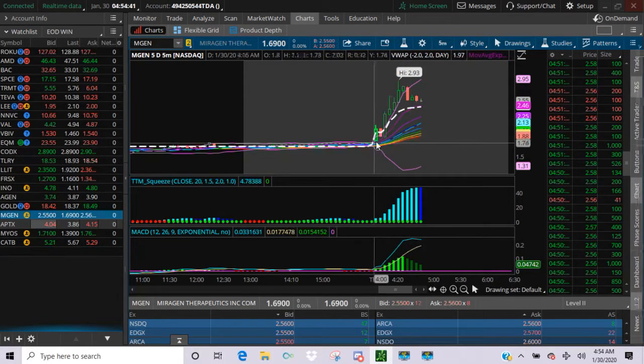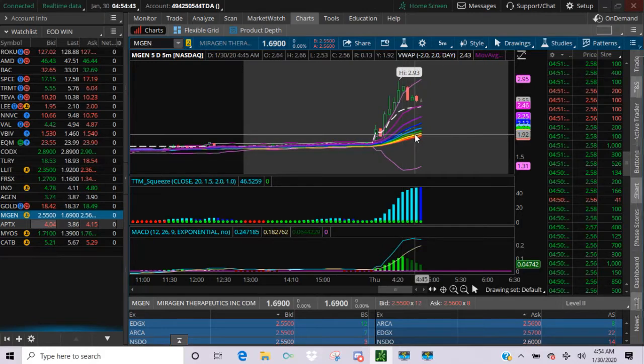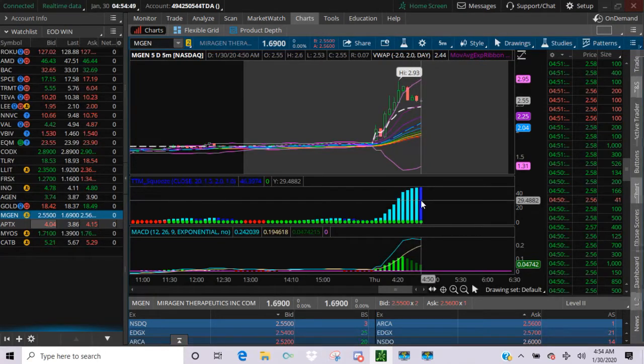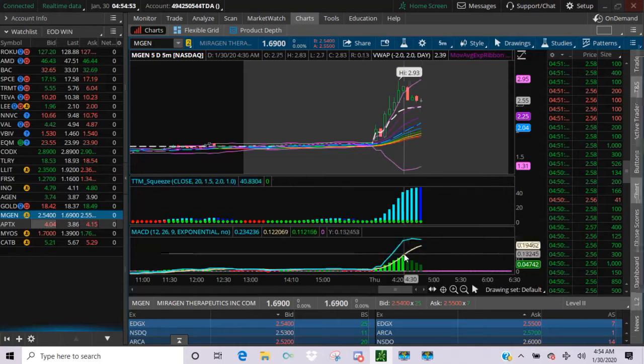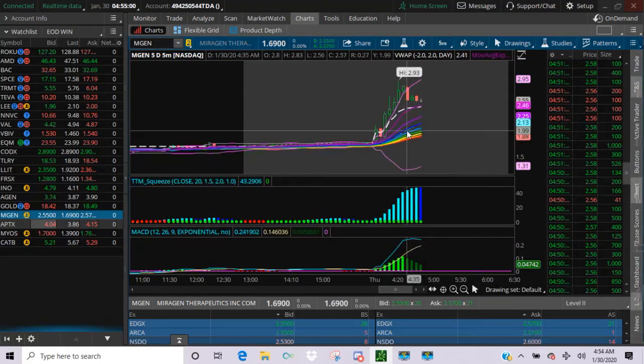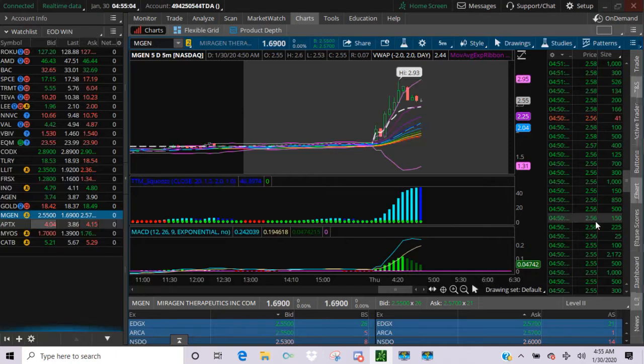My EMA ribbon is just now starting to spread, pointing up. I do love my TTM squeeze. Pay attention to the dark blues. It means volume's squeezing up a little bit. Even the MACD is showing me just a slight sideways here. There you go. Like I said, pay attention to your time and sales.